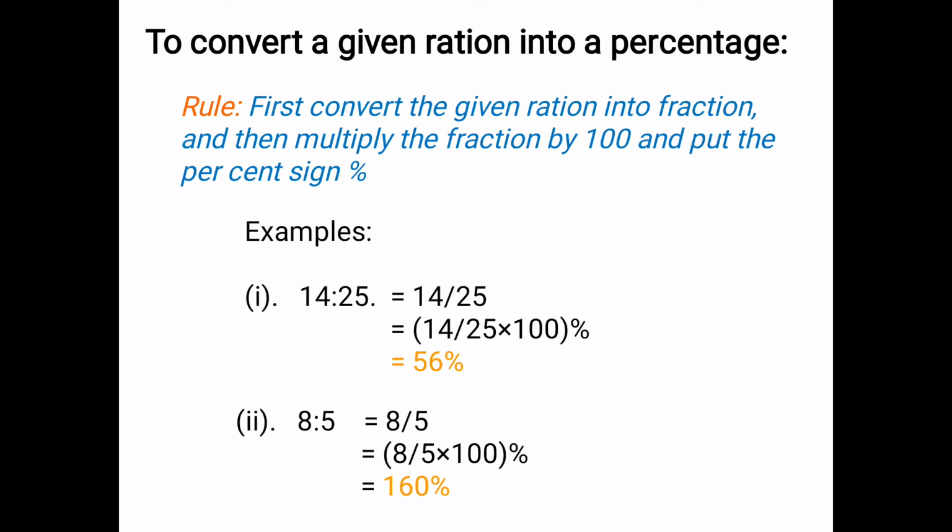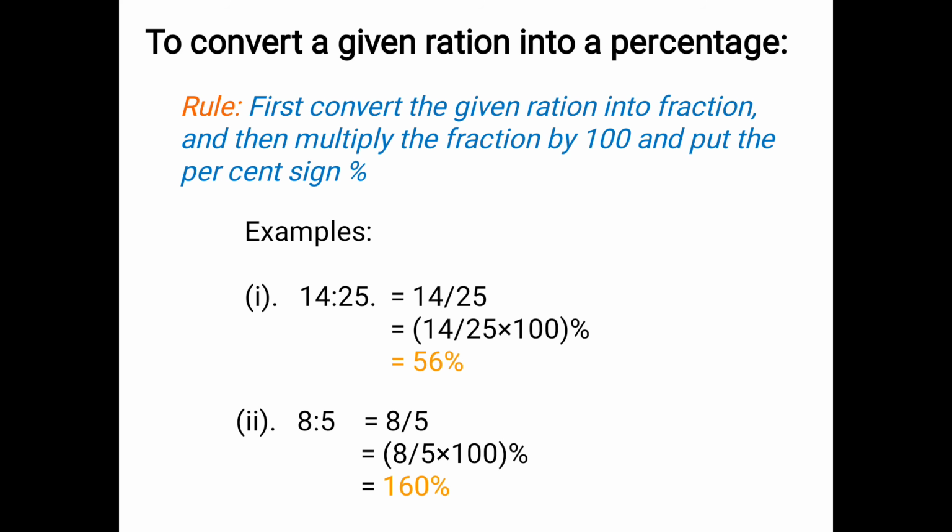Okay, what is the rule here? First convert the given ratio into a fraction. Then multiply by 100 and put the percent sign, because we are changing it to a percentage. So 14 is to 25, first we convert into the fraction, it will become 14 by 25. The next step is to multiply the fraction by 100. So 14 by 25 into 100.